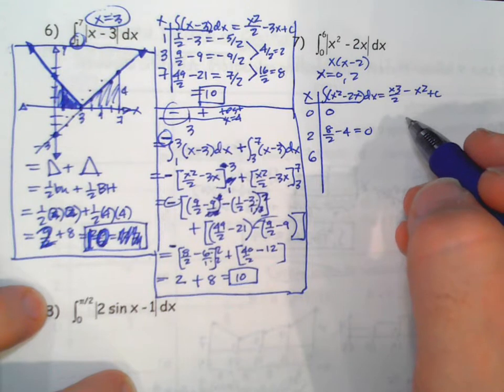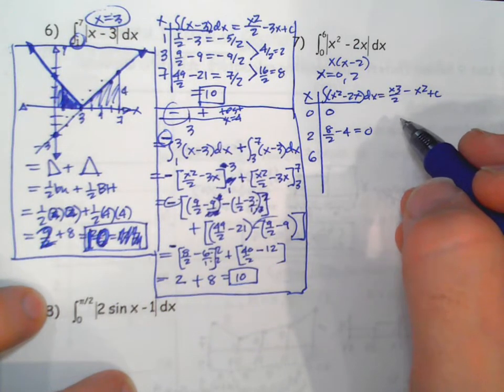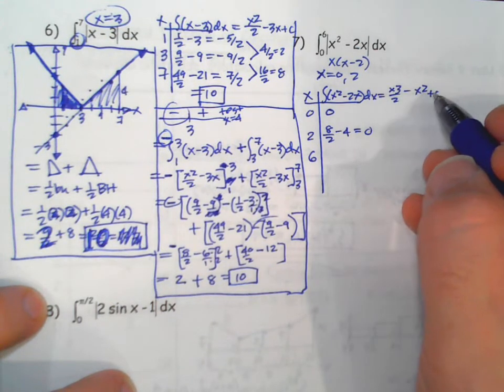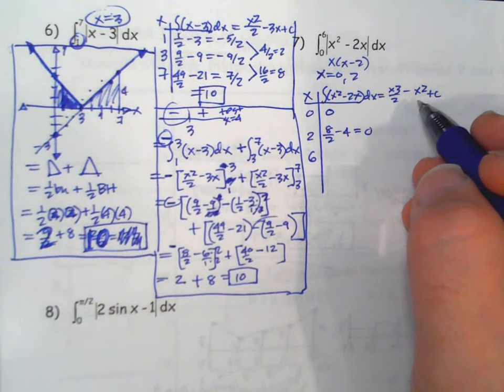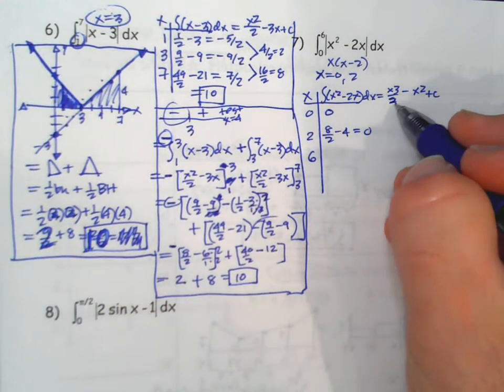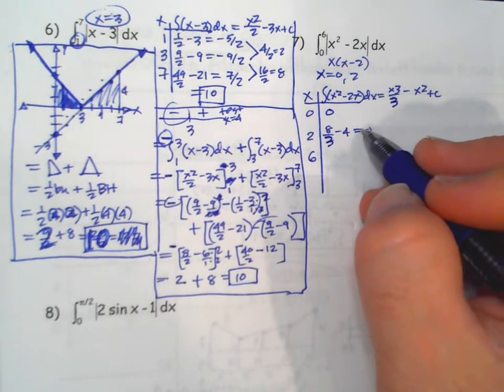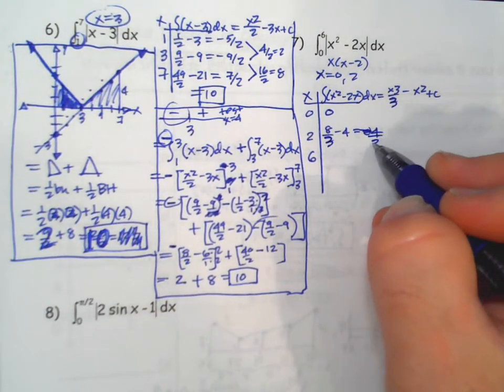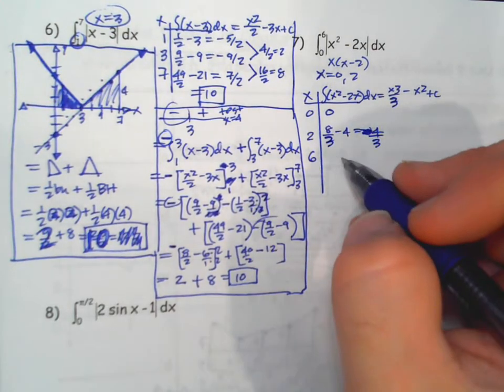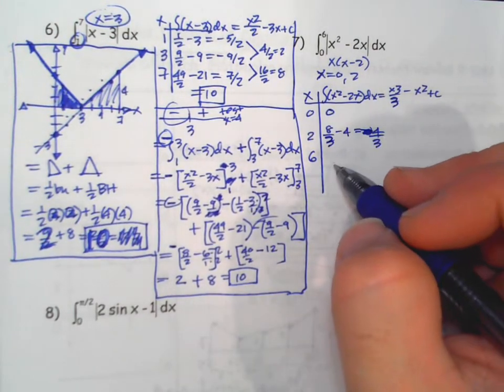I feel like I made a mistake. What did I do? X cubed. Did I go too fast? Oh, over 3. This is going to be 8 thirds. So minus 12 thirds is negative 4 thirds. Okay. I mean, it's weird to get a bunch of zeros.